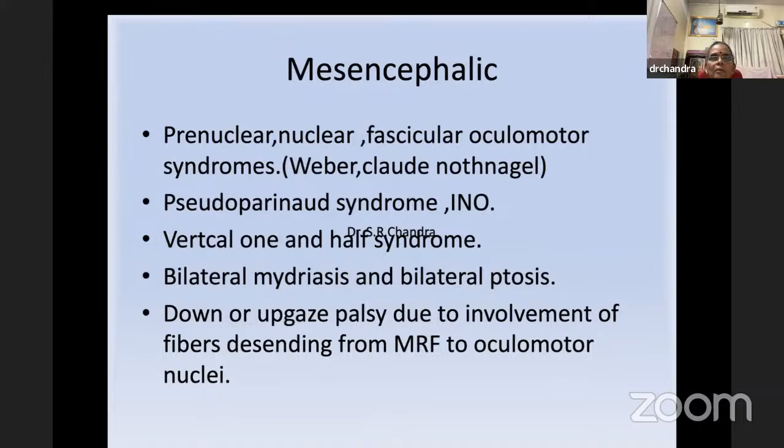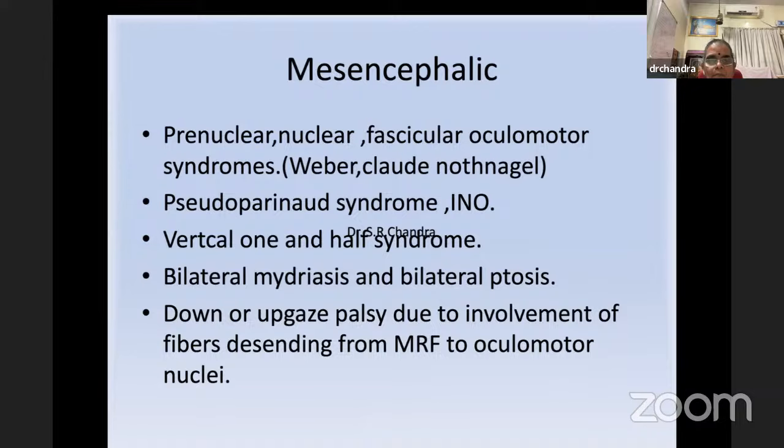Then in the mesencephalic, thalamo-mesencephalic junction, we finished. Now mesencephalic: prenuclear, nuclear, fascicular third nerve. We have discussed the syndromes. Pseudo-paranoid syndrome is because of the superior rectus going to the opposite side and an inferior oblique on the same side. Bilateral elevation defect happens in the nuclear third nerve, that is called pseudo-paranoid. And INO, internuclear ophthalmoplegia, we have discussed all this.